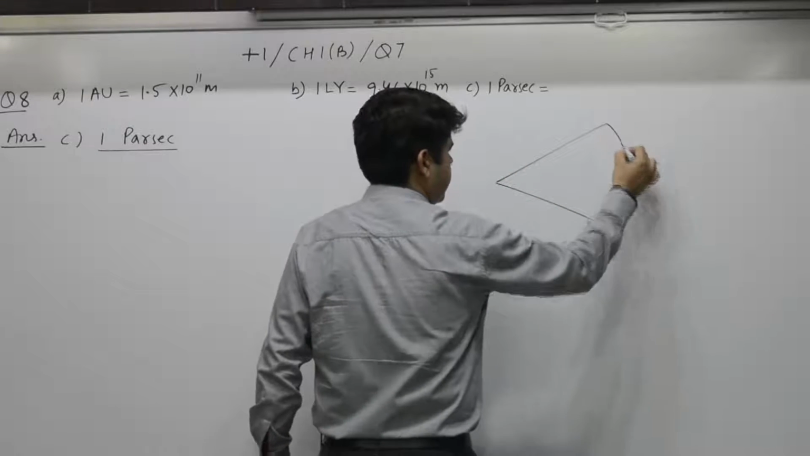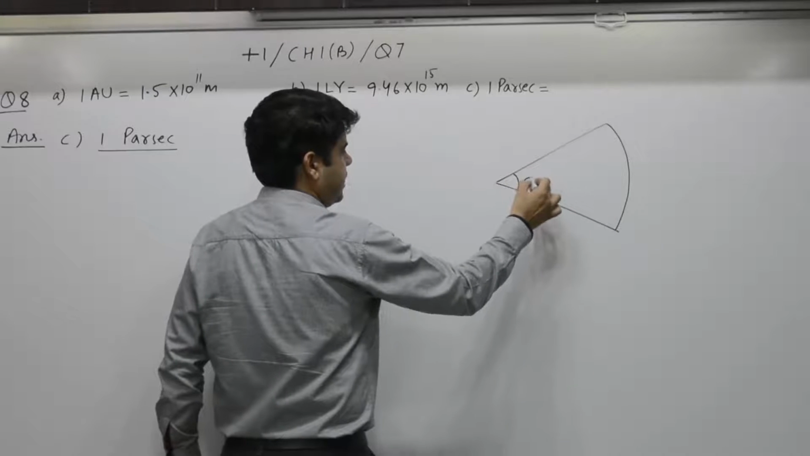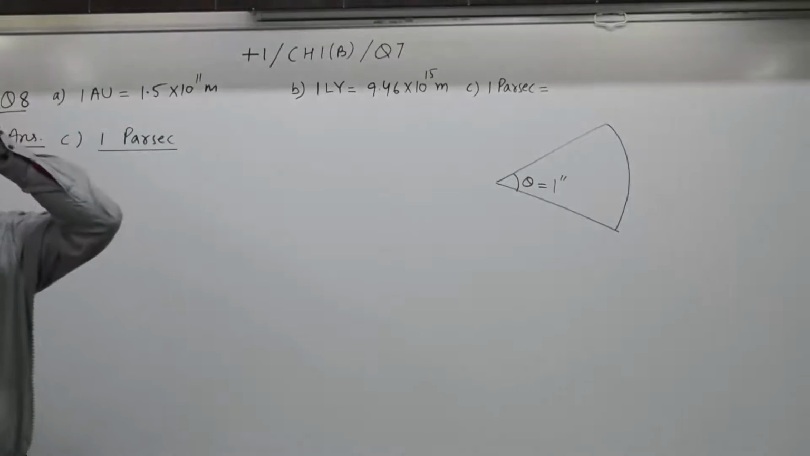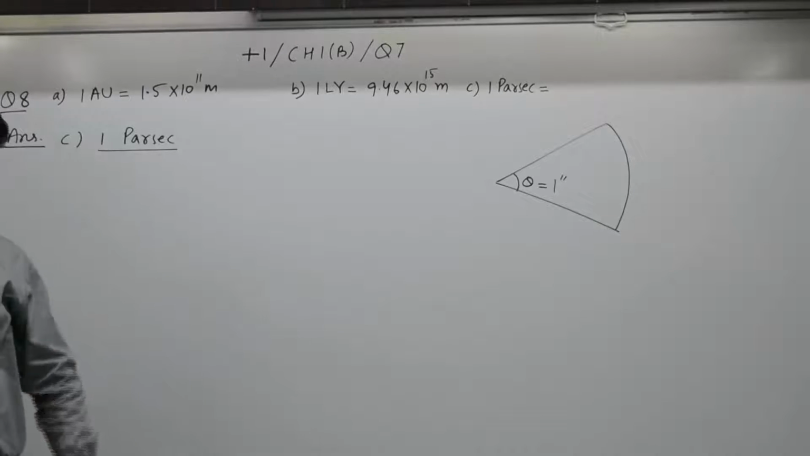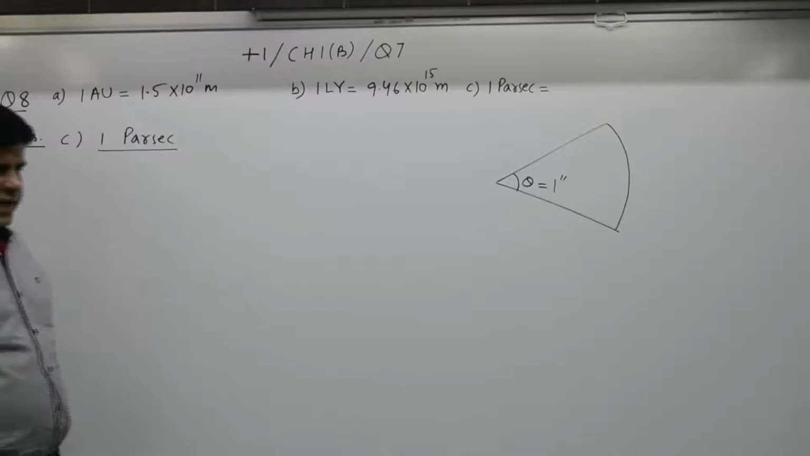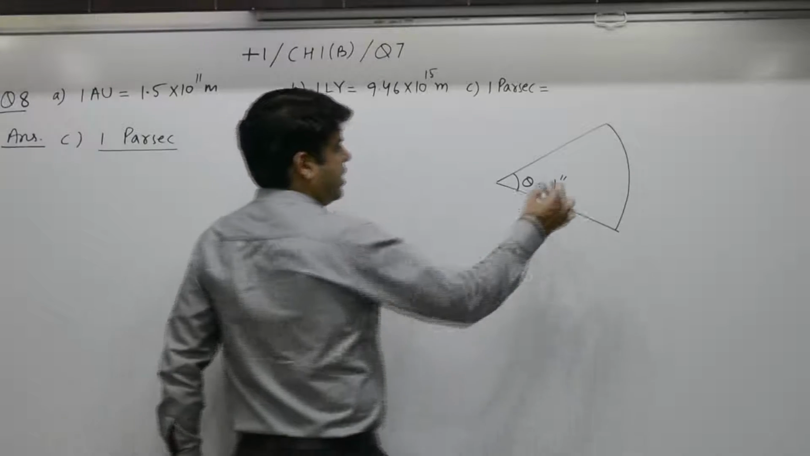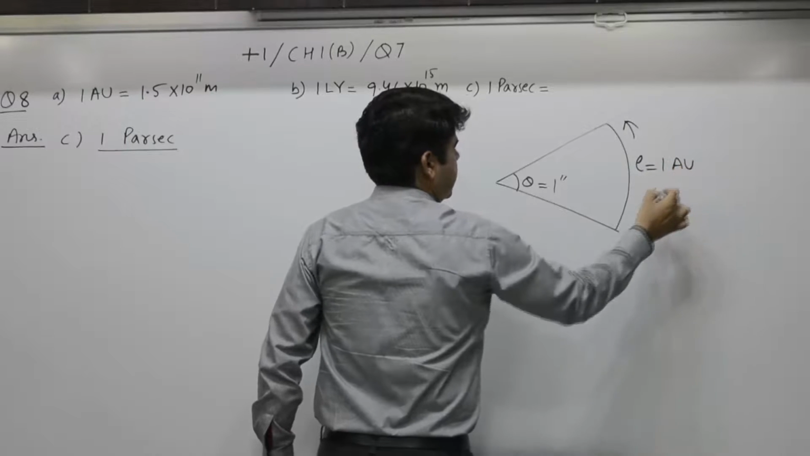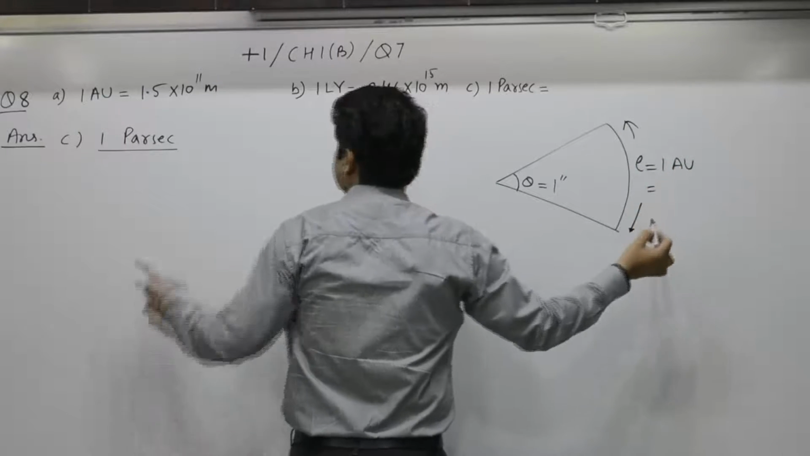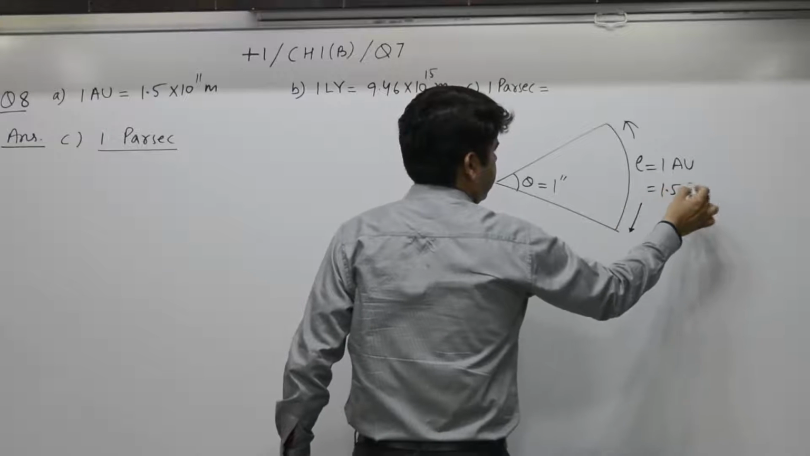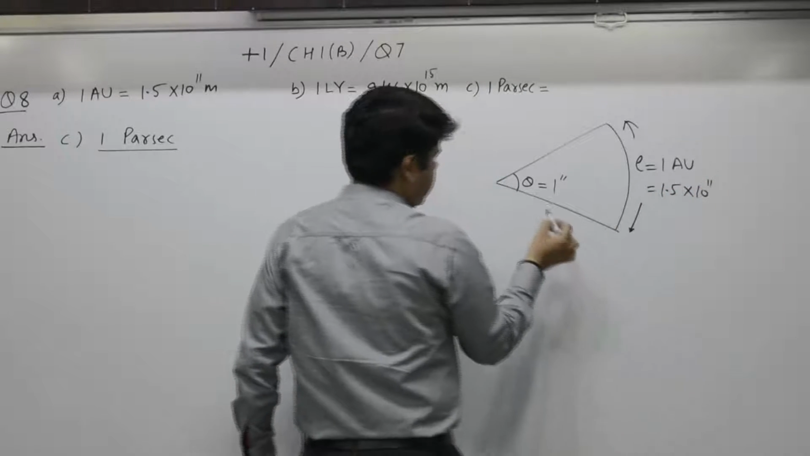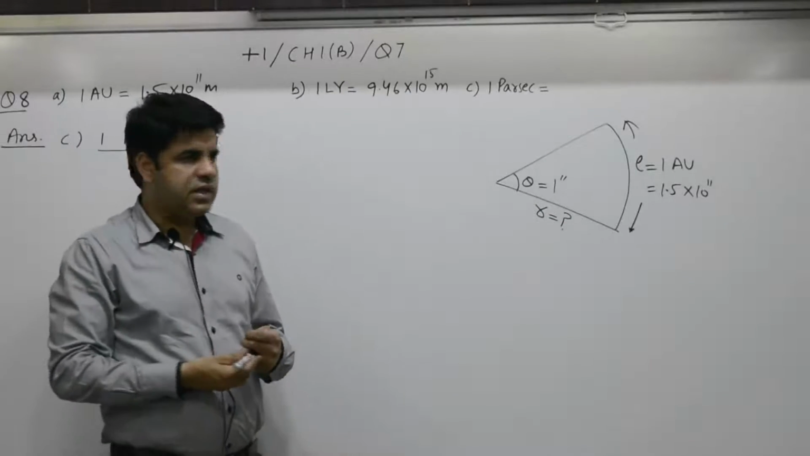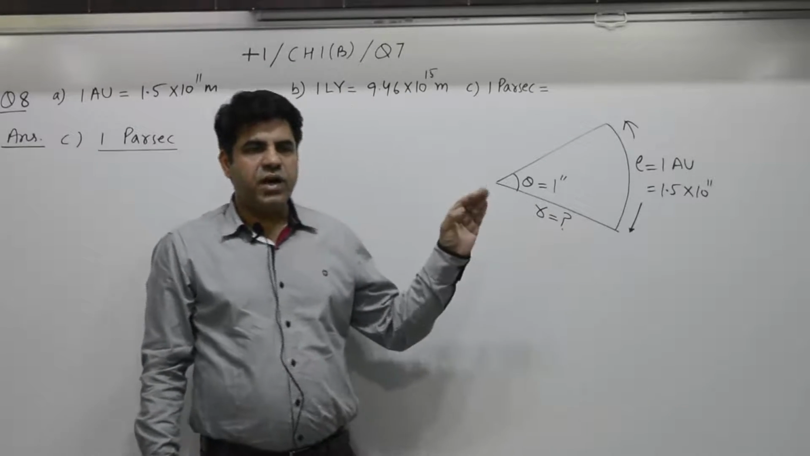First of all, the concept. Theta is given. How much? 1 second. What is the angle 1 second? Radian you have heard of, degree you have heard of, so we'll discuss what is 1 second. The length of the arc, L, is 1 astronomical unit, known to you. This value is 1.5 into 10 raised to the power 11. This distance r you have to find out. This distance r is termed as 1 parsec.